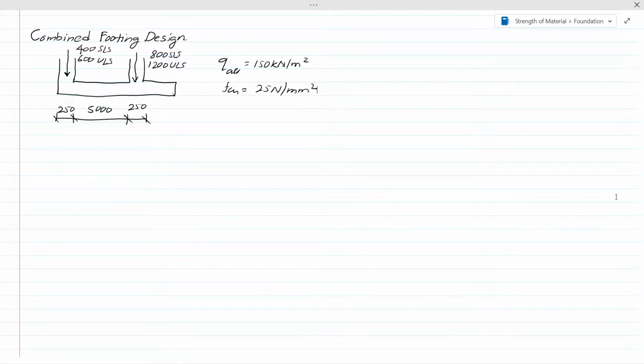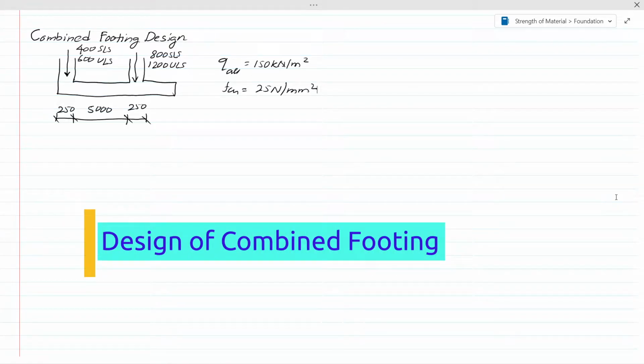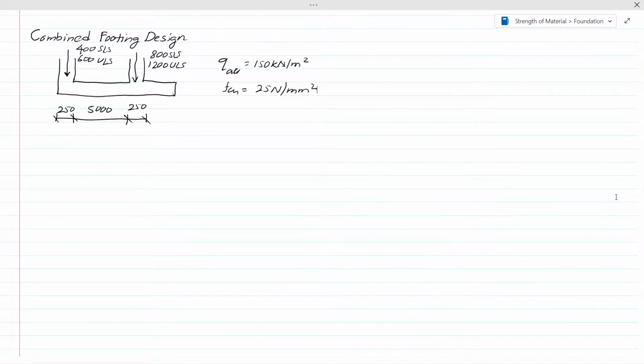Today we are going to discuss the design of combined footings. We are going to discuss this with a worked example. Let's start the design of a combined footing. In this design we have considered some data. The data I have considered I have shown in this figure.